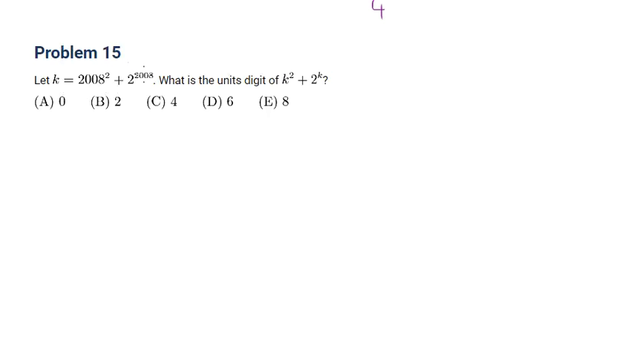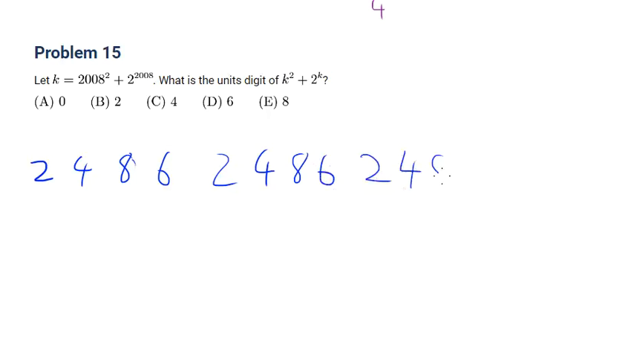Now, if a number's unit digit is 2, then its square will have a unit digit of 4, and its cube will have a unit digit of 8, and then its fourth power will have a unit digit of 6, and its fifth power, it would be 2, 4, 8, 6, 2, 4, 8, 6, and so on. Now, this is 2 to the 2008. It's a multiple of 4.